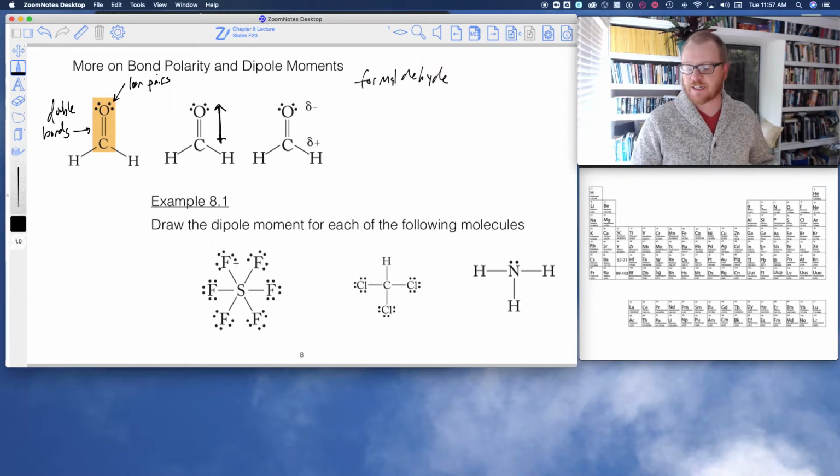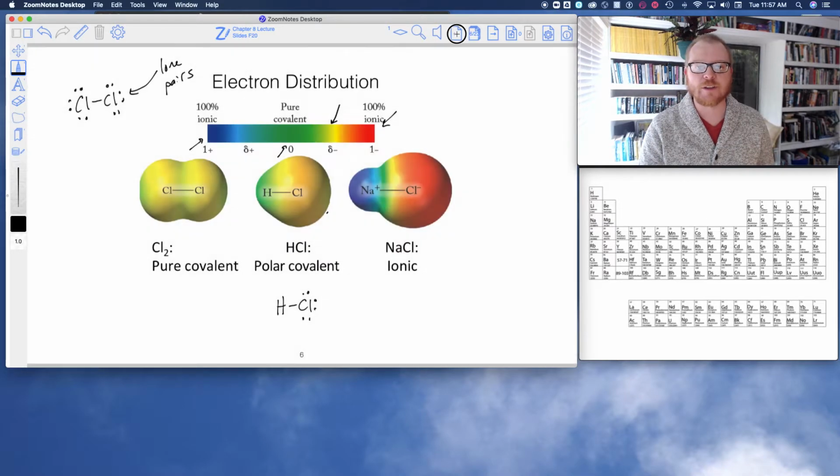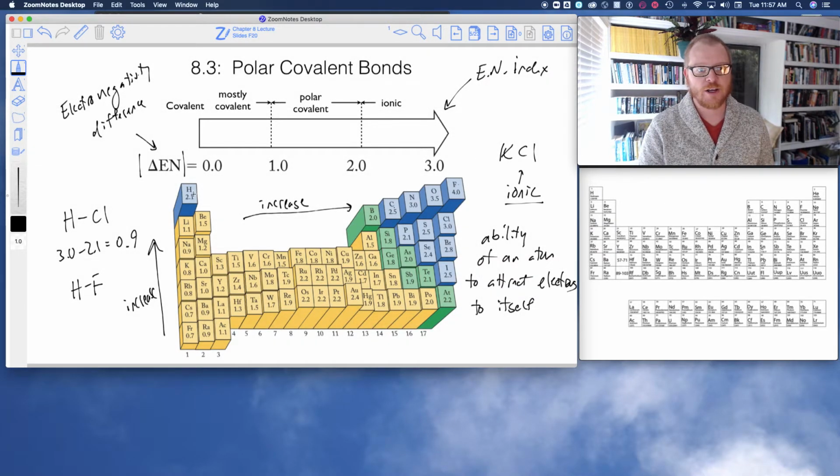Okay, so here's an example for you. Draw the dipole moment for each of the following molecules. All right, so let's do it. The first one that I'm going to work on is ammonia. Here we can see hydrogen and nitrogen, and the difference between hydrogen and nitrogen is fairly significant.